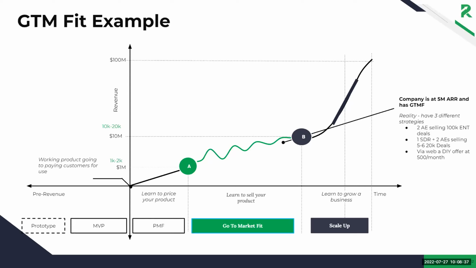So here's an example, more information here, and I'll ask another question. This company, and you ask, hey, how are you going to market? What is your average deal size? Where's your revenue coming from? And they say, okay, I have 3 different strategies. Strategy 1 is I have 2 AEs that are selling $100,000 enterprise deals. Number 2 is I have an SDR and an AE that are selling 5 to 6 $20,000 deals a month. And then over the web, I have an offer of about $500 a month. What would your next question be using this methodology for go-to-market?